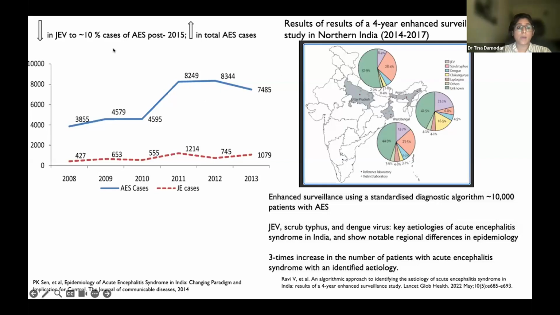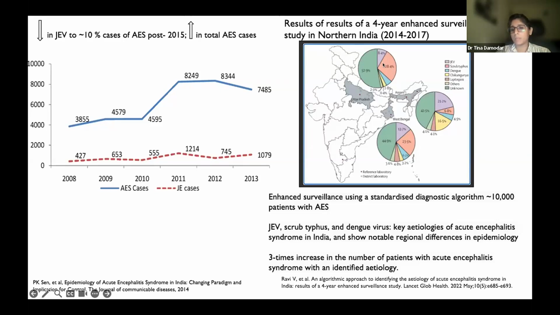So as I said, after 2010, particularly post 2015, we observed that there was a reduction in cases of AES due to JEV. It reduced to around 10 to 15% only. However, the cases due to AES continue to remain the same or even increase in certain regions. So the question that came up was, if not JEV, what? And that is why this 4-year enhanced surveillance study was initiated by a team in NIMHANS in the northern Indian states, hyper-endemic for AES, that is Assam, Uttar Pradesh, and West Bengal.